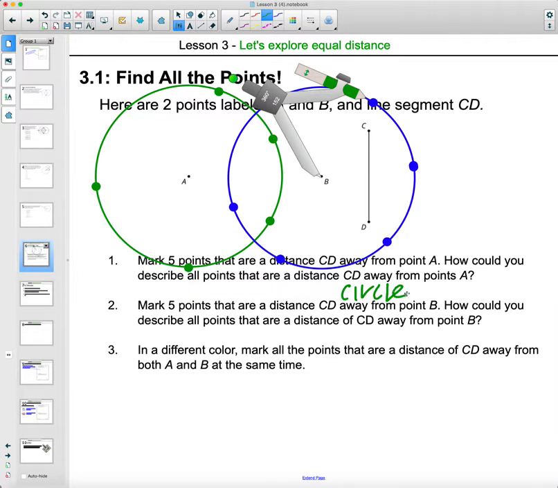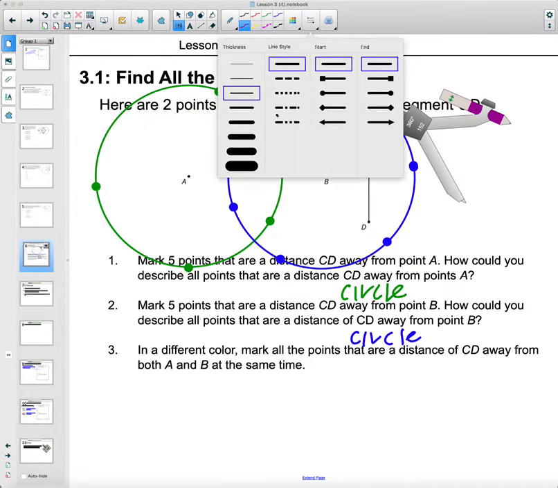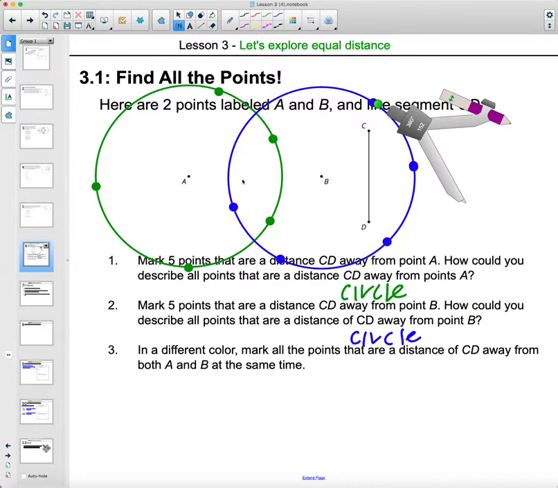So we'd have a circle around A, and a circle around B would give us all the points. So a circle is the set of all points equidistant. Now we see all of the points that are CD distance away from B and CD distance away from A. Then it asks us, in a different color, mark the points that are CD away from both A and B.